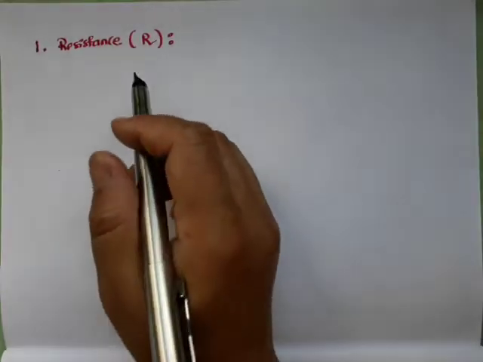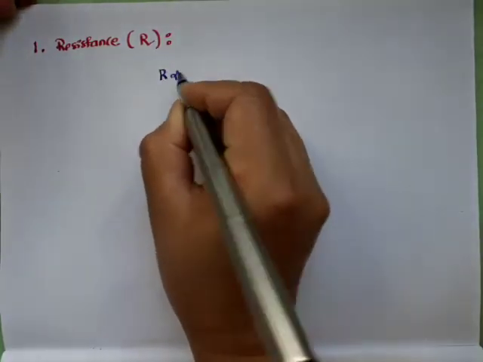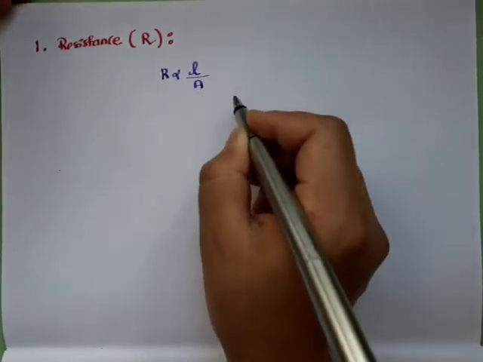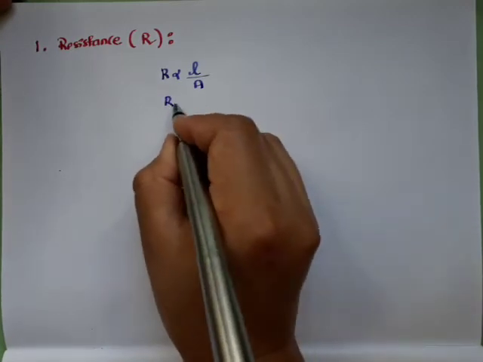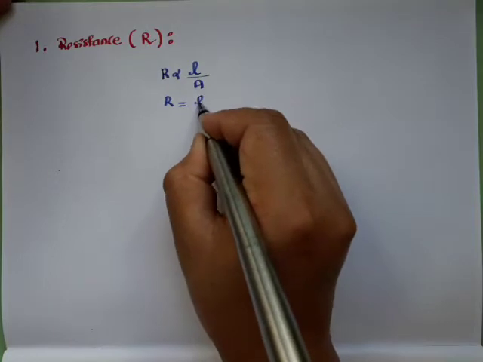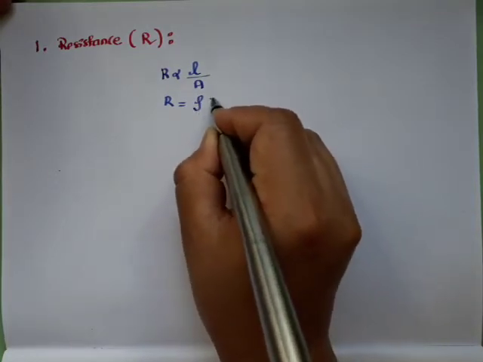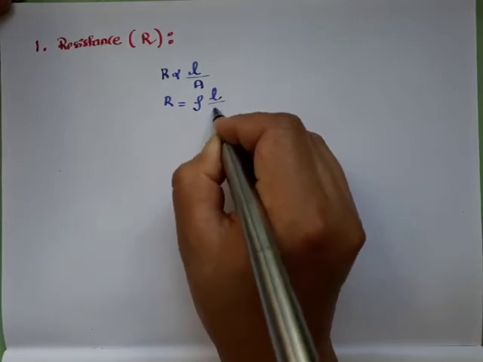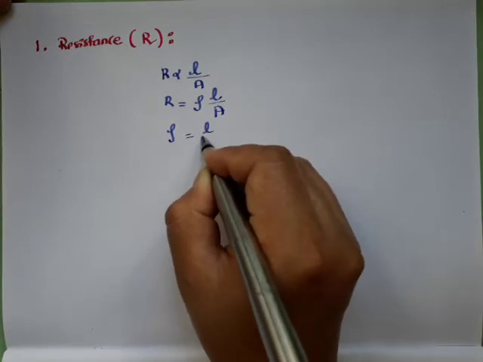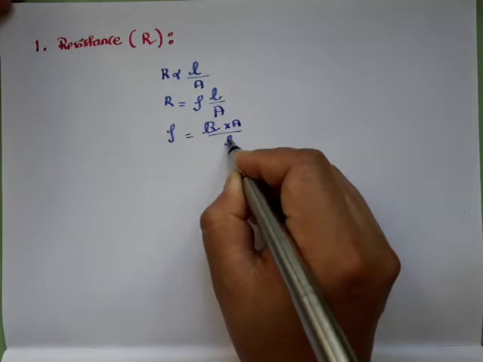Now, what is the mathematical expression of it? Resistance is directly proportional to the length of the conductor and inversely proportional to the cross-sectional area. Whenever the proportionality sign is removed, a constant term has to be introduced, and in this case the constant term is resistivity, denoted by rho. So you will get rho is equal to R into A divided by L.